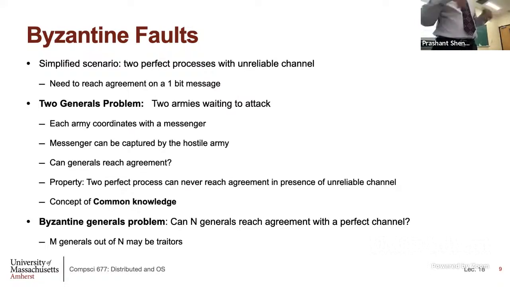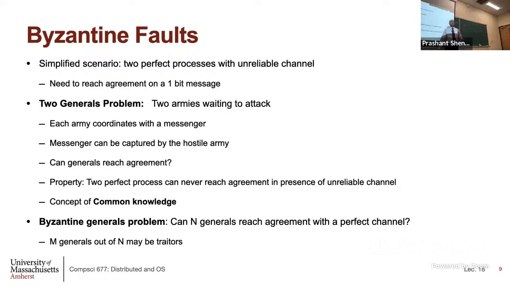They can send wrong messages. They can send the right message. They can send different messages to different generals and cause confusion. And here we want to see, can we reach agreement on when to launch the attack? If some subset are faulty, we'll start with an example of one. But in general, the general problem is m out of n may be traitors or faulty.